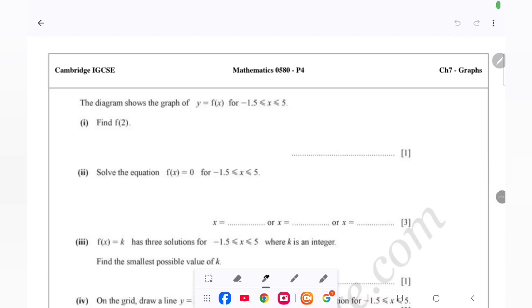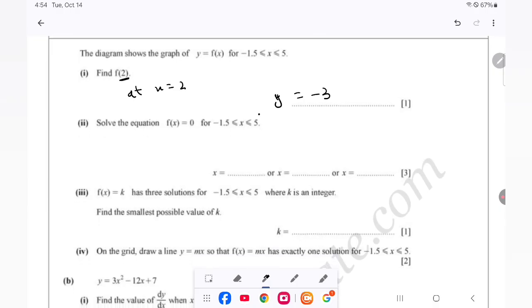So in question number 31, a graph is given. In part 1, the diagram shows the graph of y equals f(x) for -1.5 ≤ x ≤ 5. For that, put the value of x as 2. By that, at x equals 2, we will get the value of y equals negative 3. Now, for part 2, solve the equation.